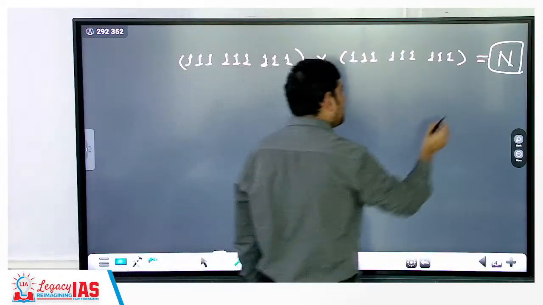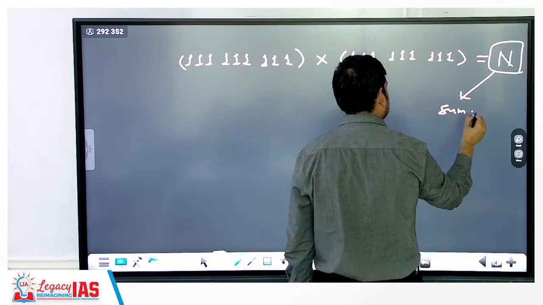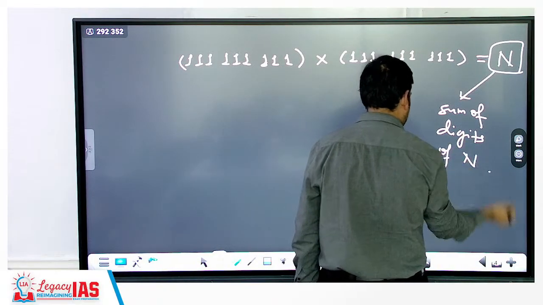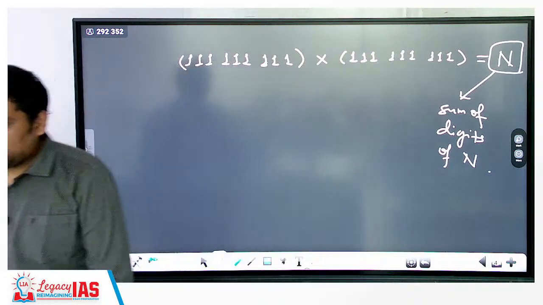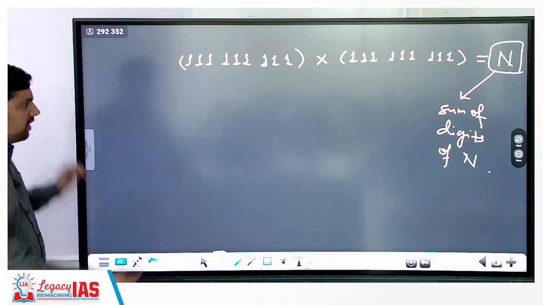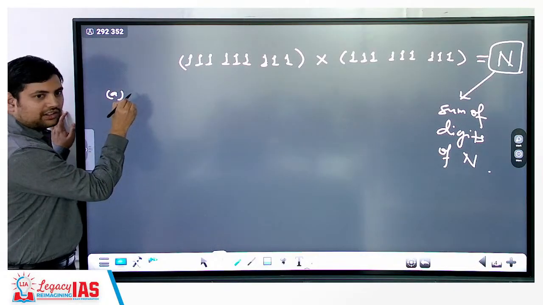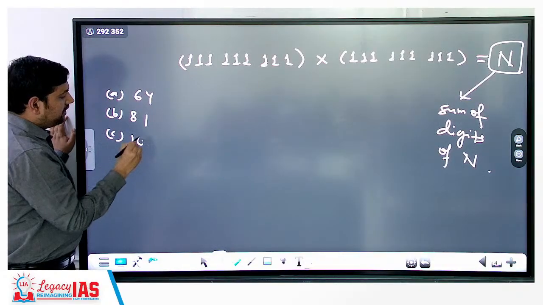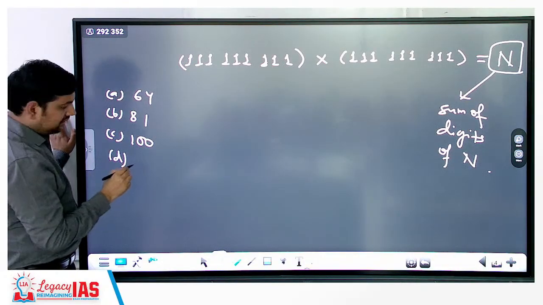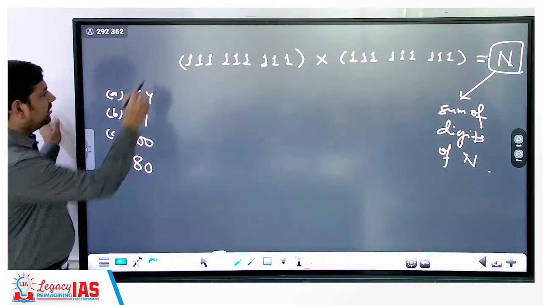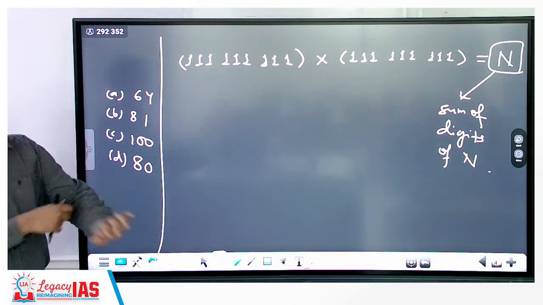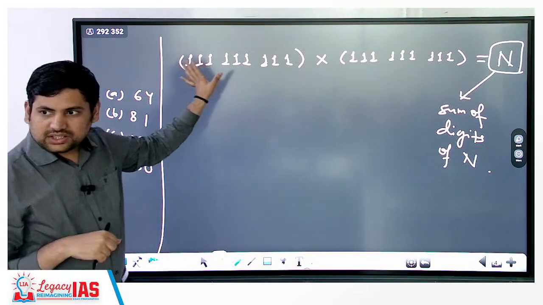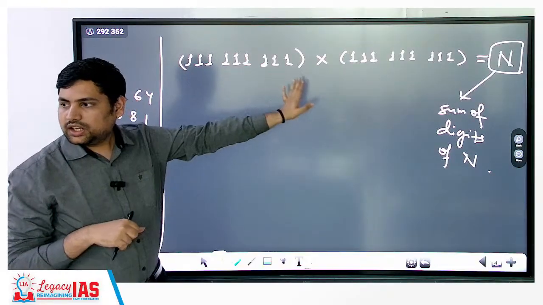The question is asking you the sum of digits of n, and they gave you 4 options. Now what were the options? Tell me the options. 64, 81, 100 and 80. Okay, now see.